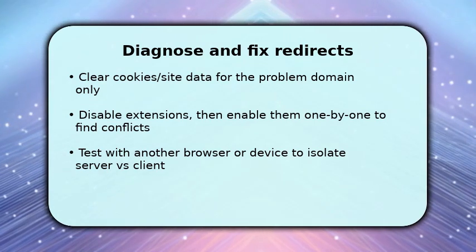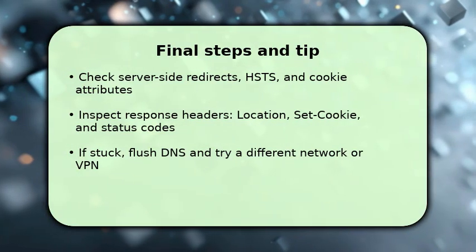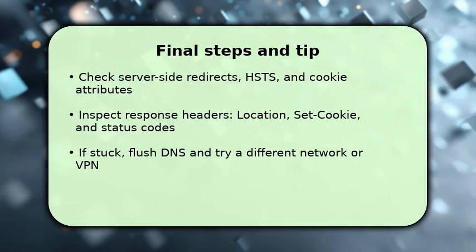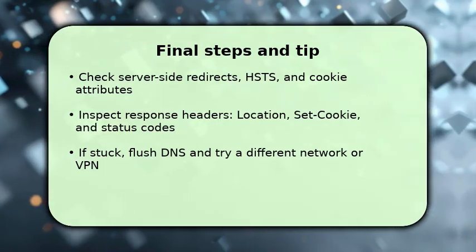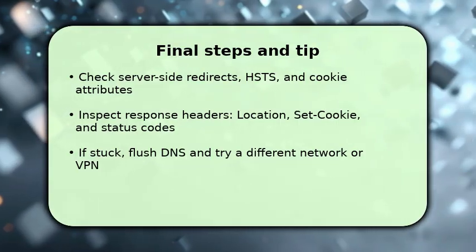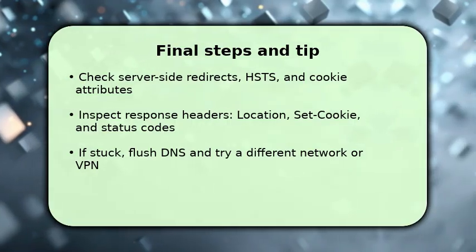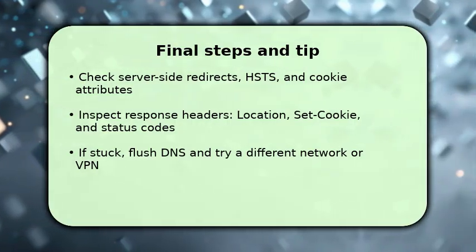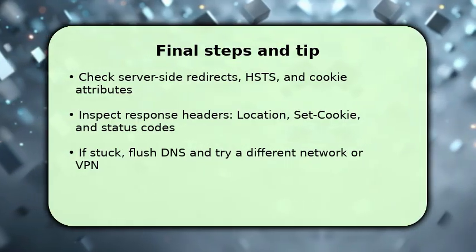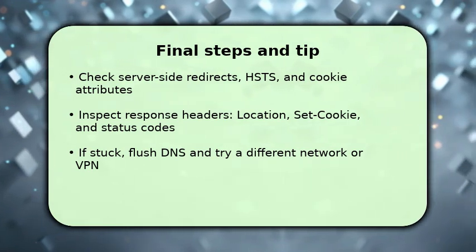Finish by validating server behavior. If you control the site, review redirect rules, HSTS settings, and cookie attributes like SameSite and Secure flags, because incorrect chaining or conflicting flags causes redirect storms. Use developer tools to inspect response headers, look at Location, Set-Cookie, and the 3xx status codes to pinpoint the loop source. If you still see the error, flush DNS cache and try another network or a VPN to rule out ISP or cached proxy issues.